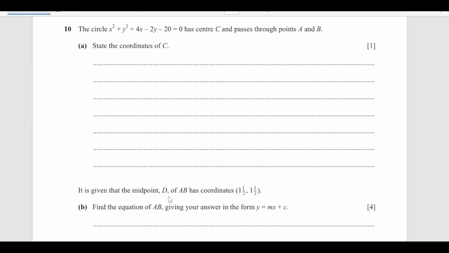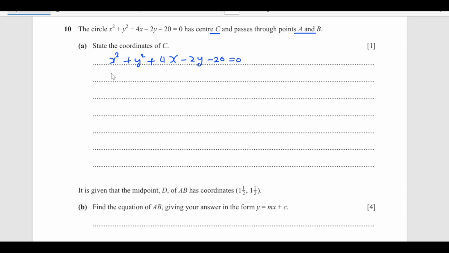So now let's say we have this question number 10. The circle has center C and passes through points A and B. State the coordinates of C. So there are two ways, either you make it completed the square form, or you can just compare with the expanded form of the circle, right. So this is 2y minus 20.